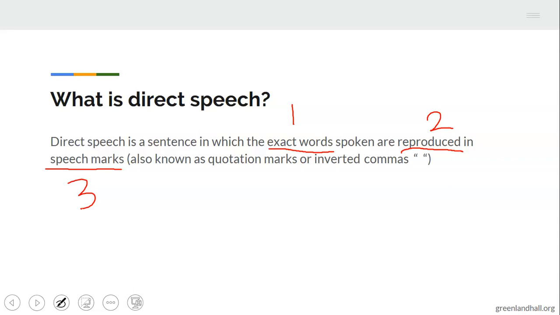What are speech marks? This one that we have here, you can also see it over here. Everything that will be said will be inside my speech marks. We call it sometimes quotation marks, and that's because we are quoting what someone has said, in this case, the exact person or the original speaker. So direct speech is a sentence in which the exact words spoken are reproduced in speech marks, also known as quotation marks or inverted commas. All right. So let's move on.